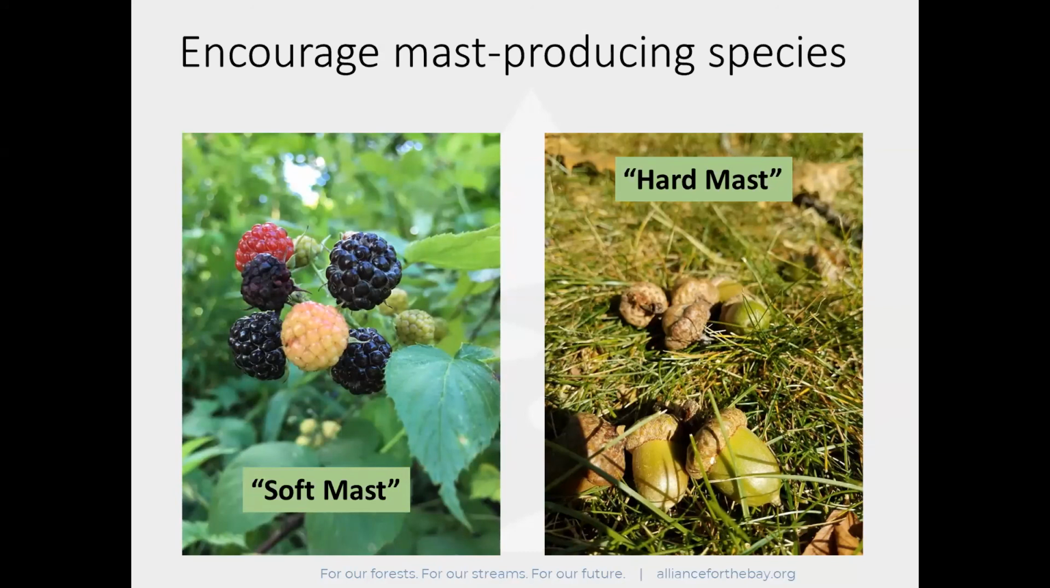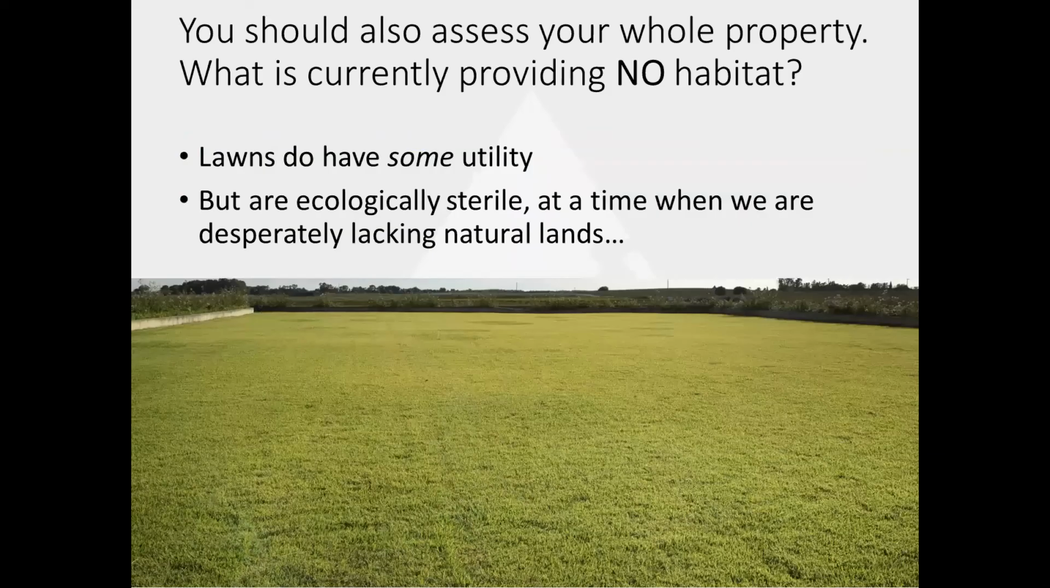So we have soft mast, which is drupes, berries, things like that, fleshy fruit, and then hard mast is our acorns, our hickory nuts, our beech nuts, things like that. So now, pivoting a little bit away from just the wildlife management, this is still a habitat management practice, but into the lawn conversion component, or really just open land component.